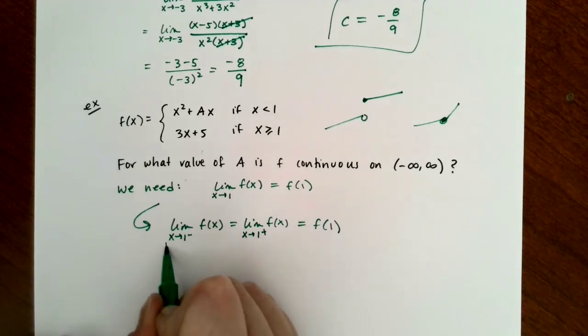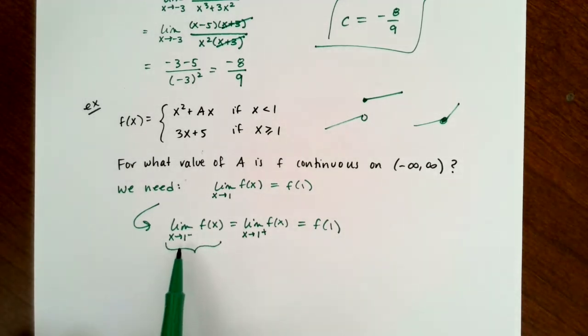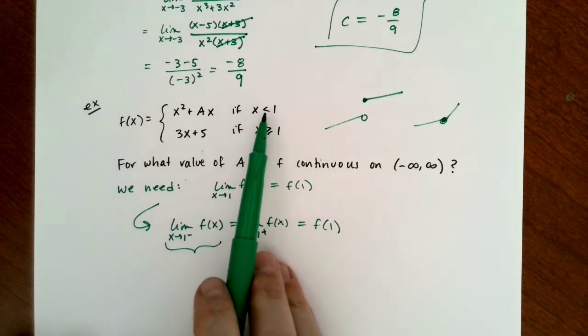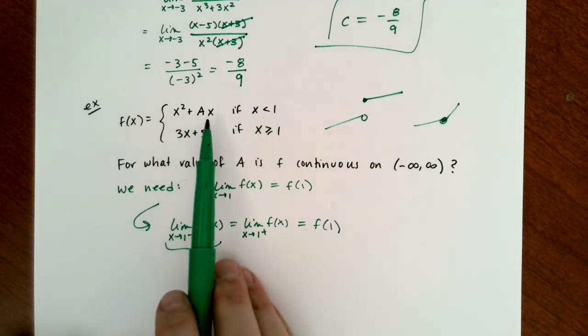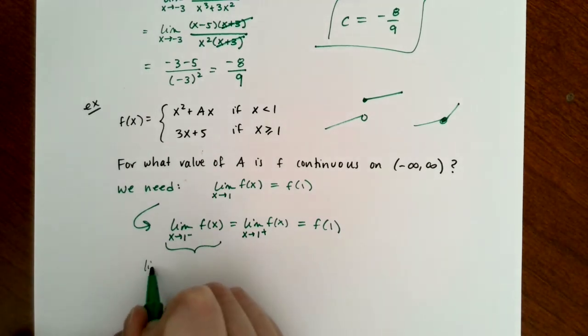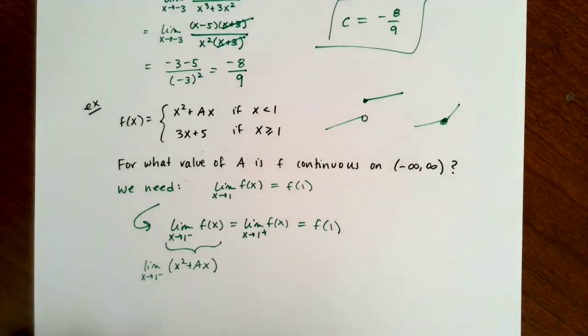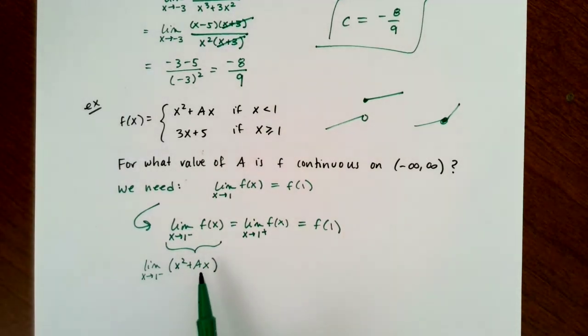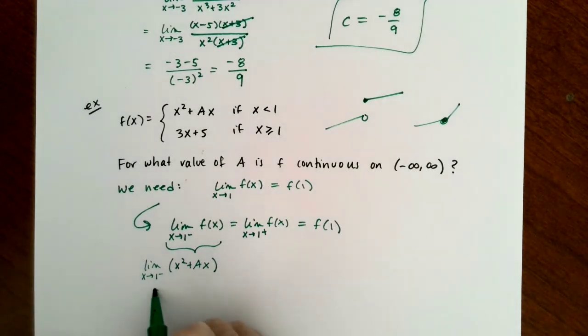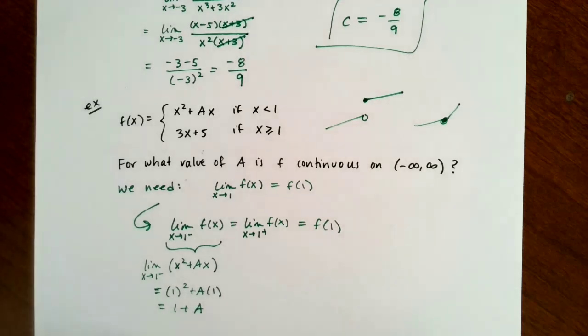Okay, so this limit right here, the limit as we approach 1 just from the left side, is going to use only this function here. So this will be the limit as X approaches 1 of X squared plus AX. Right now, we don't know what A is, but whatever it is, this is a polynomial. So this is the type of limit where you can just plug in 1 to compute. So we would get 1 squared plus whatever A is times 1. So that's 1 plus A. That's as far as we can get without knowing A. So we'll move on to the next piece here.